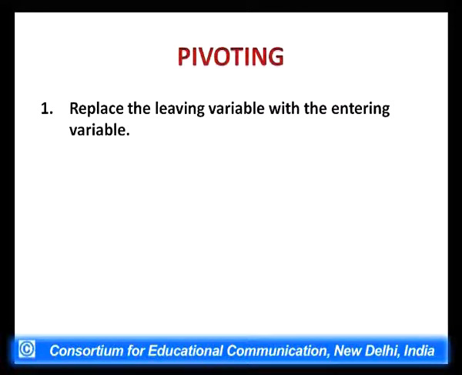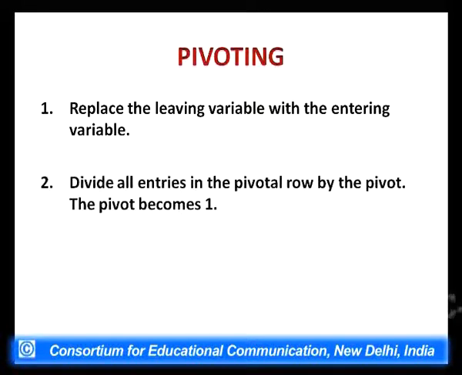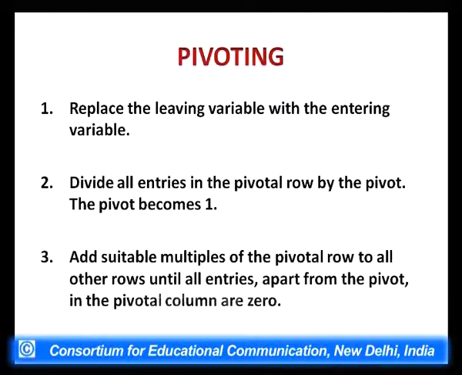Replace the leaving variable with the entering variable. In the first table, the leaving variable is S and the entering variable is D. Divide all entries in the pivotal row by the pivot. So all values in that particular pivot row will be divided by 2, so that the pivot becomes 1 instead of 2. Add suitable multiples of the pivotal row to all other rows until all entries apart from the pivot in the pivotal column are 0.